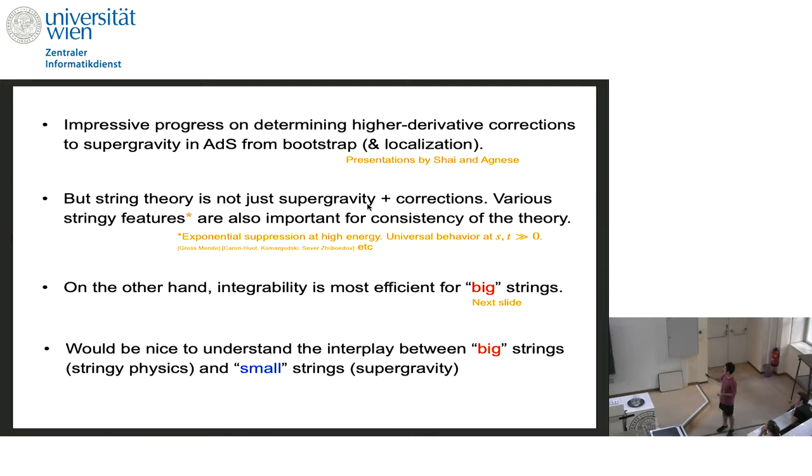And it comes naturally from the worldsheet theory. On the other hand, integrability, as Kola described, especially for the approach to the 3-point function, is most efficient for big strings. I'm going to explain a bit in the next slide. So it would be very nice to understand the interplay between the big strings and small strings, in particular supergravity. And by big string, I mean stringy physics, real stringy physics.